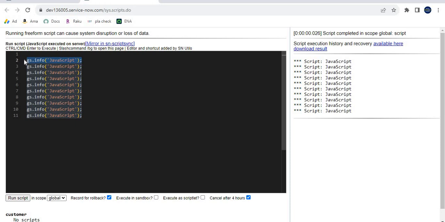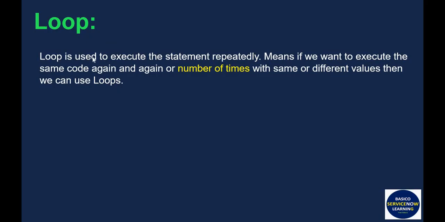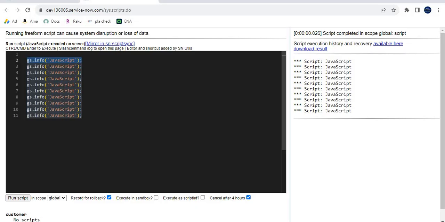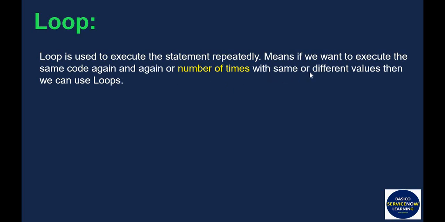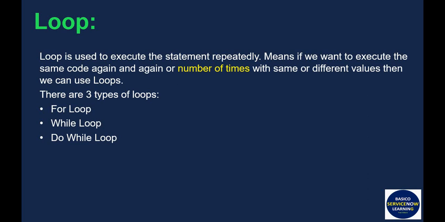So let's read the definition. A loop is used to execute a statement repeatedly, meaning if we want to execute the same code again and again, a number of times, with the same or different values, then we can use loops. There are three types of loops. The first one is for loop, then while loop, and the third one is do while loop. So let's see how we can use for loop.